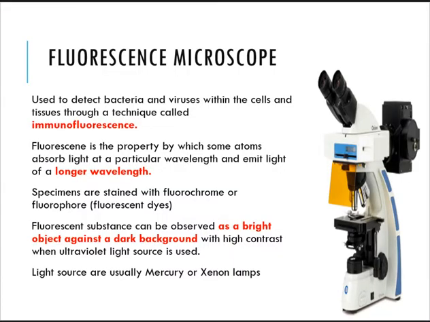Now, next we have your fluorescence microscope. This is so nice, guys. It is used to detect bacteria and viruses within the cells and tissues through a technique called immunofluorescence. Fluorescence is the property by which some atoms absorb light. It is believed that light can be absorbed at a particular wavelength, and it also emits light of a longer wavelength.